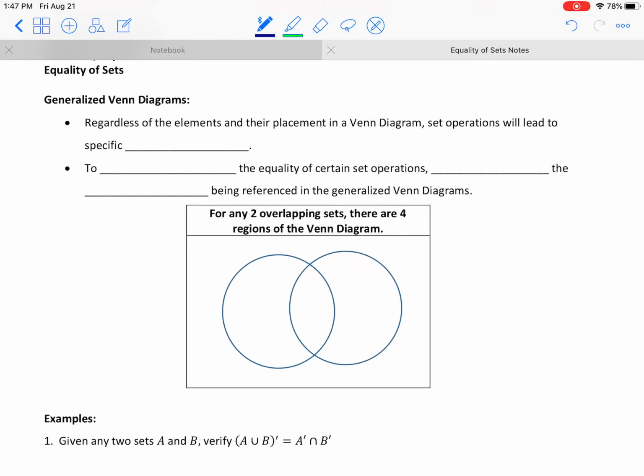Hello out there, and welcome to our lesson on equality of sets. This lesson is going to give us a good opportunity to practice some of the set operations that we were looking at in our last couple of lessons, in particular those really complicated ones.